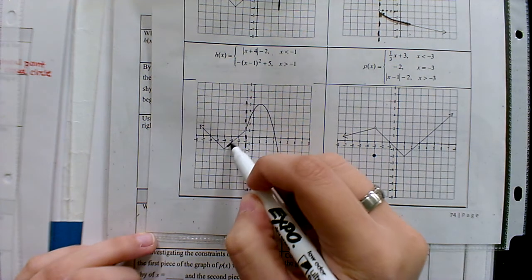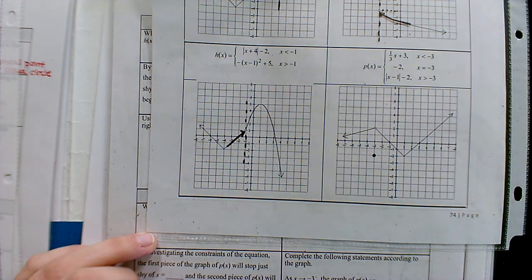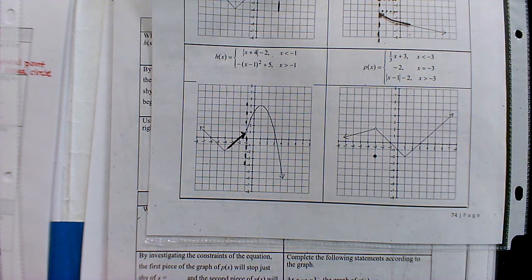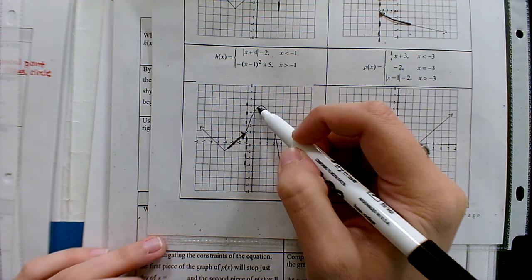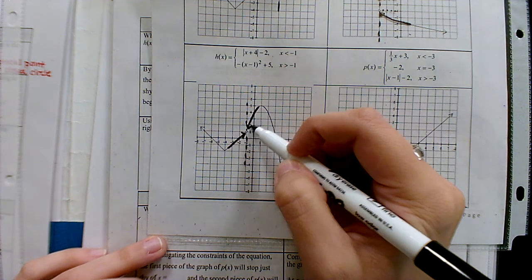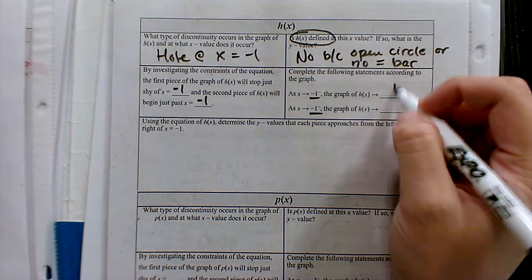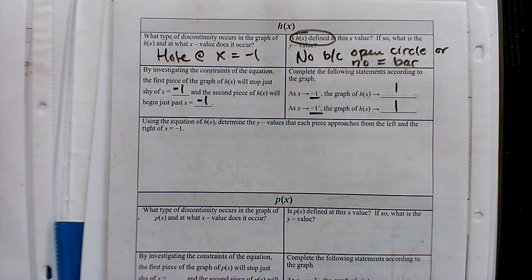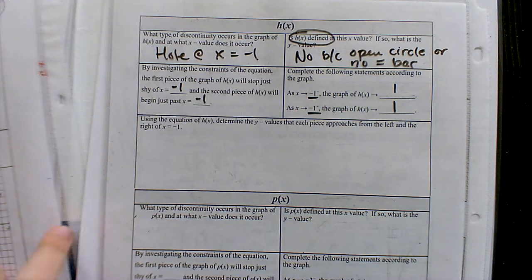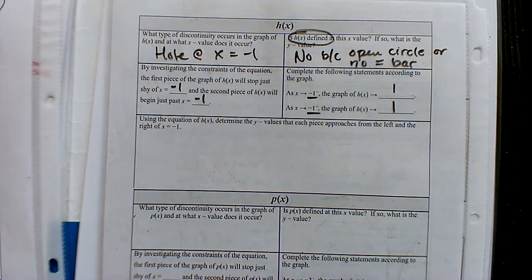And if we trace the left-hand side, it looks like we're getting closer to a height of 1. And if we trace the right-hand side, we're also getting to a height of 1. Are we okay with that idea? Can we trace a graph from the left and the right? That's actually a calculus concept. My calculus kids are doing that right now. Do you think we can handle that?